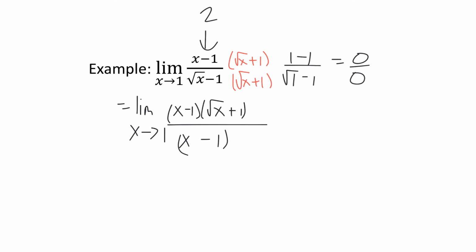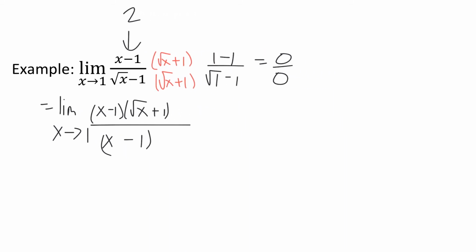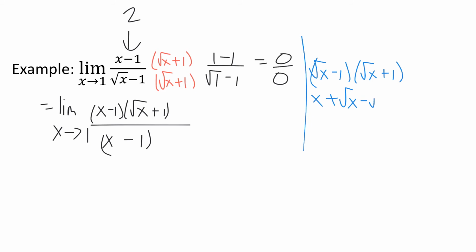Again, if you're a little bit unsure about that multiplication, I'll do it on the side over here. So we've got root x minus 1 times root x plus 1. First is root x times root x, which is x. Outside is root x, inside is negative root x, and last is negative 1. So those middle terms always cancel out when you rationalize, and you just get the first term and the last term from your distribution.